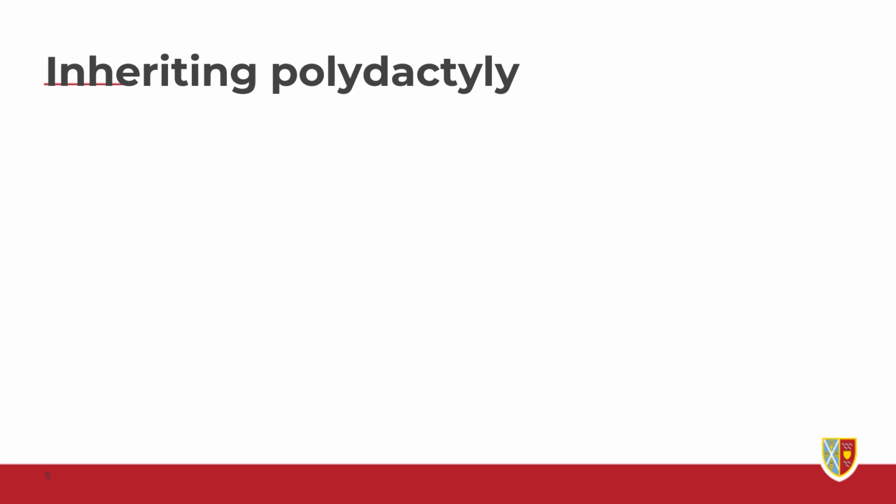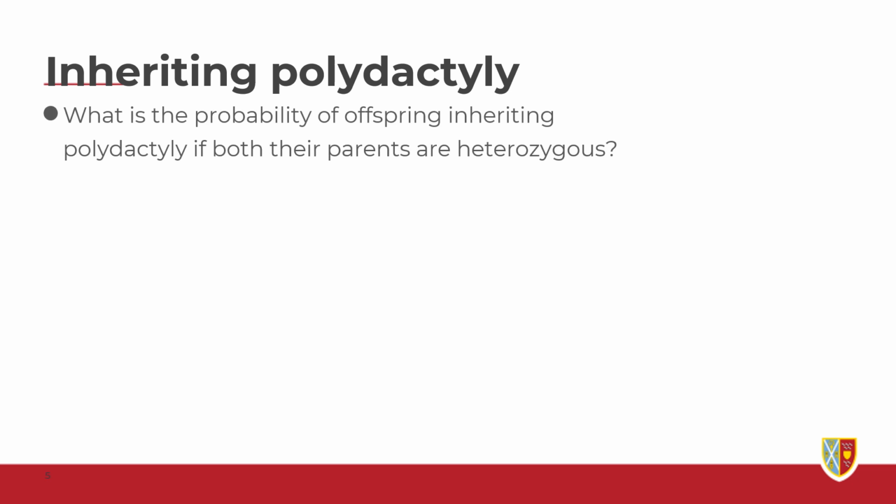I'm going to work through an example of what would actually happen in order to inherit polydactyly. And we're going to look at probabilities again. We're going to say, what is the probability of the offspring inheriting polydactyly if both parents are heterozygous? Remember, heterozygous means two different alleles. So both parents have different alleles.